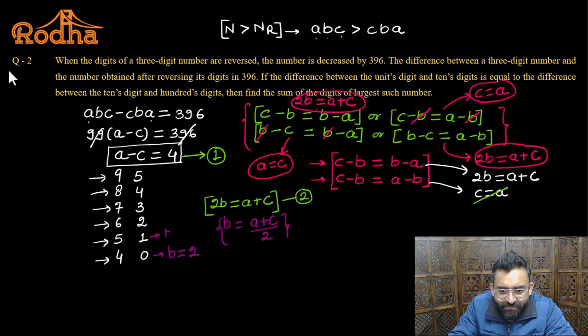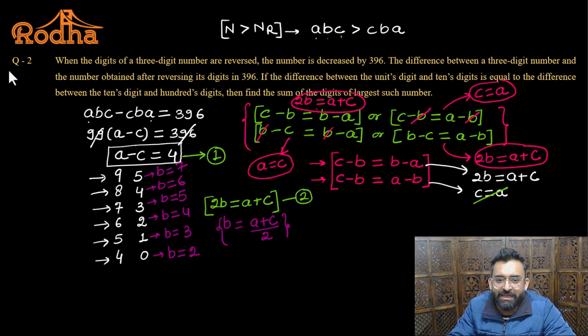In this particular situation, b is going to be what? 3. 5 plus 2 ka half. In this particular situation, b is going to be 6 plus 2 divided by 2, which is 4. In this particular situation, b is going to be what? 7 plus 3 divided by 2, which is 5. 8 plus 4, which is 12 divided by 2 is 6. And in this particular situation, b is going to be 7. So we get the possibilities for a, b, c and everything. Now what I'm trying to find out is the value of a, b, c, but not all the values. Had it been the question how many numbers are possible, we can say 6 numbers are possible.